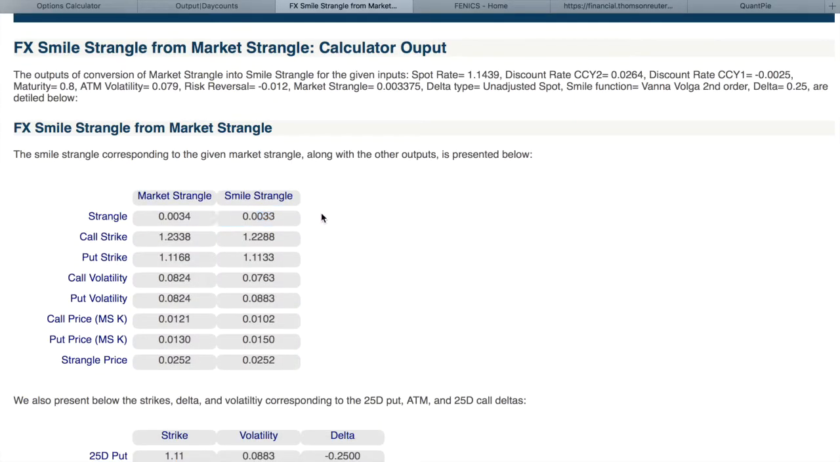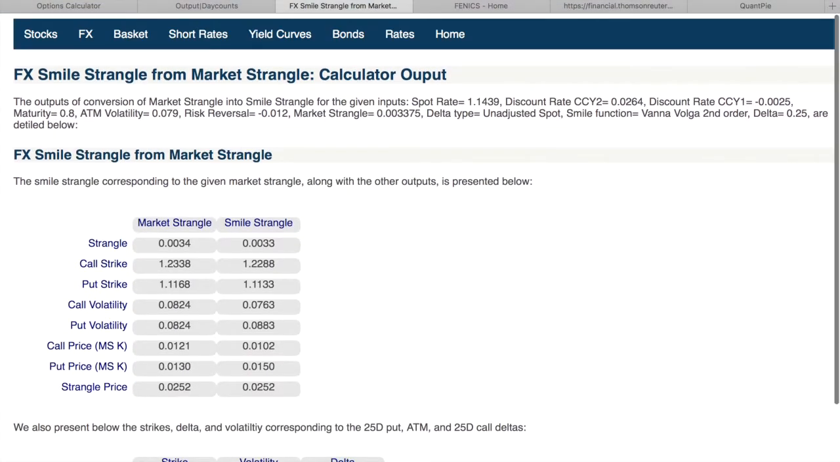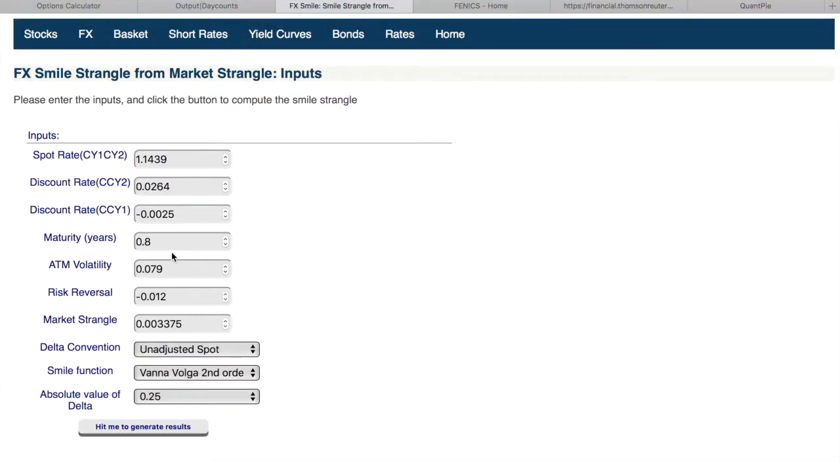In this instance, the difference between market and smile strangle is not very significant. However, if we go back and try a high risk reversal, then the difference would become more significant.